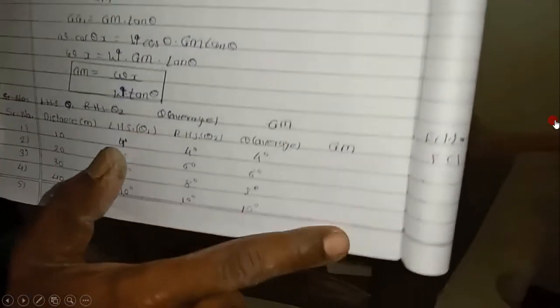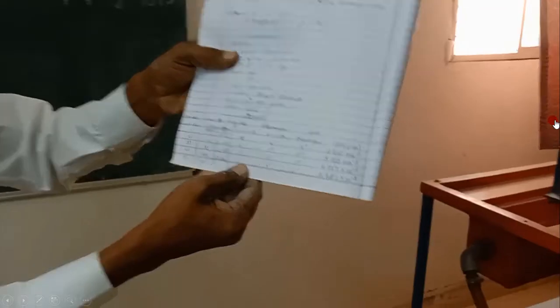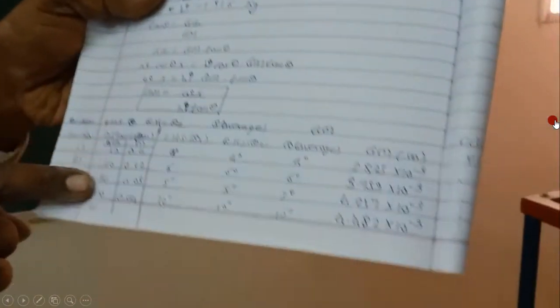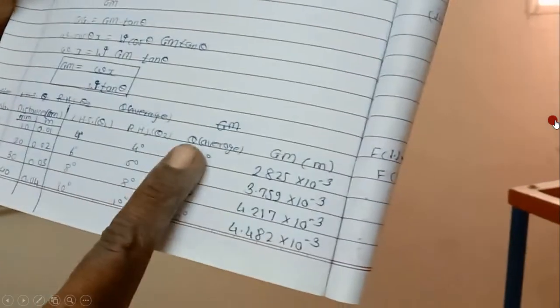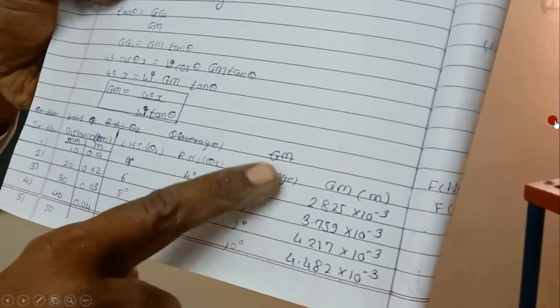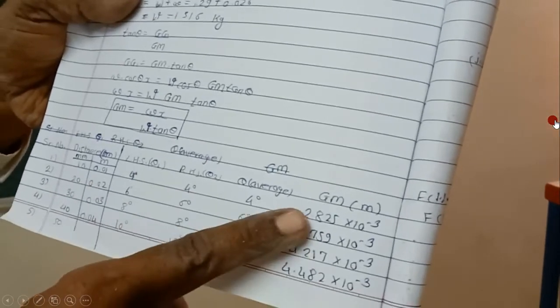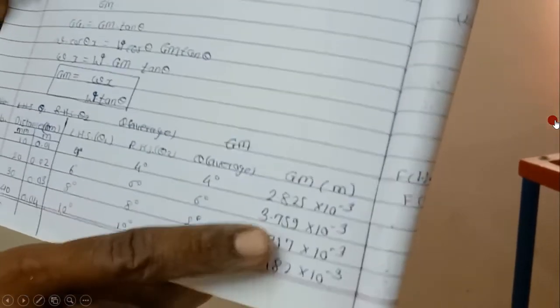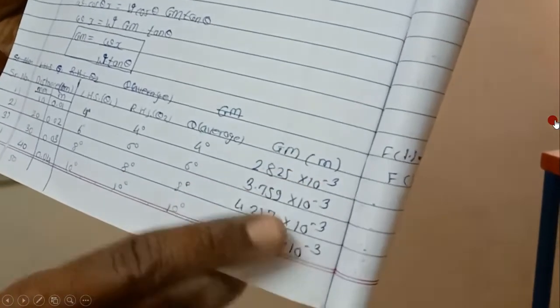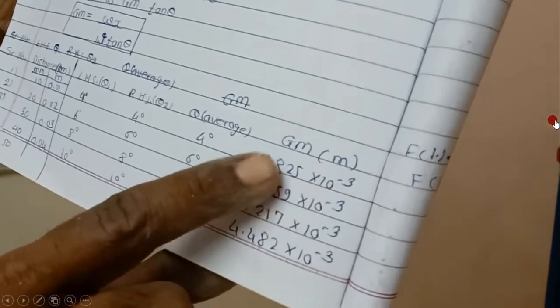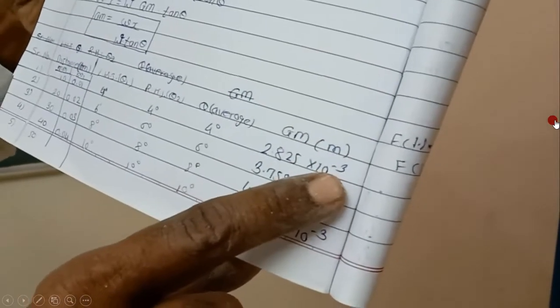So we will have 4 values of GM. First of all we will do the calculation, then we will write it here. We have got from the result table these distances in meters, and these are the average values of theta. For these respective values we have calculated the metacentric height in meters. This metacentric height is in meters, every value multiplied by 10 raised to minus 3.